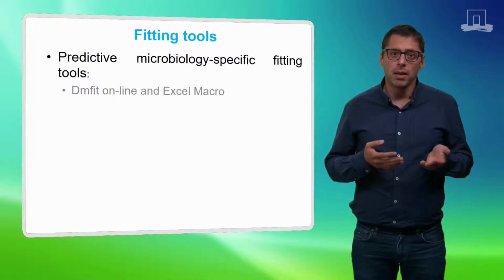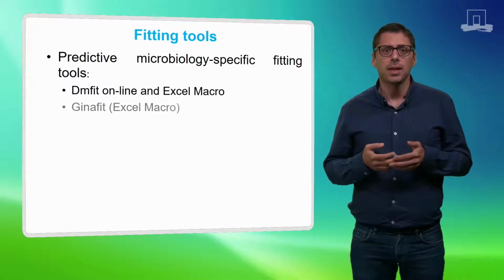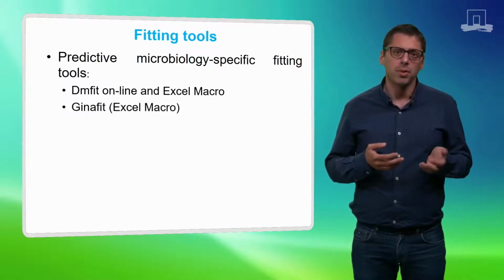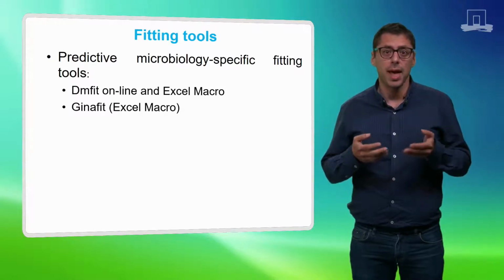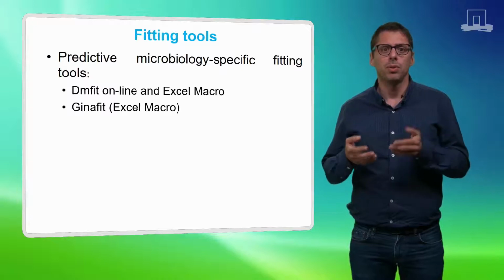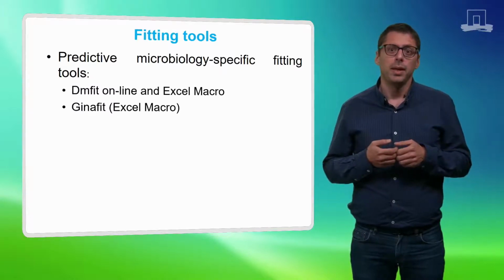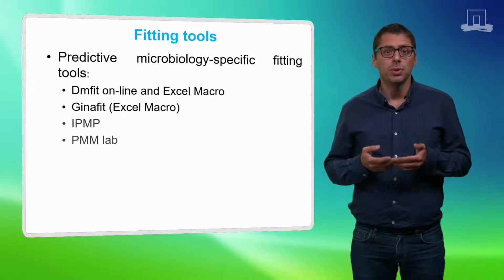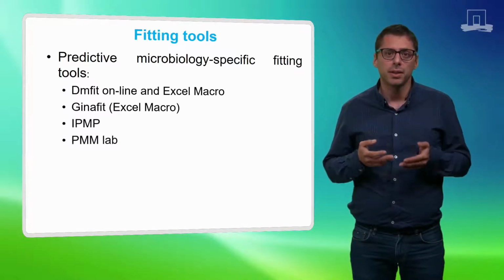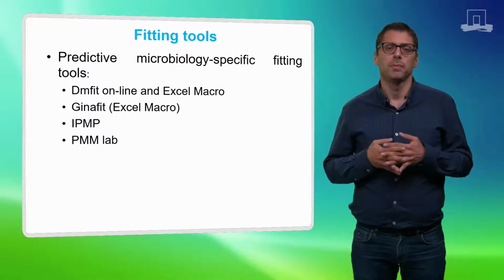We highlight the MFit software, which is an Excel add-in that can be used to fit growth models, while for inactivation we mention GenaFit, which is another Excel add-in enabling to fit different types of mathematical equations to inactivation data. There are other similar software tools such as IPMP and PMP Lab that have been recently developed.